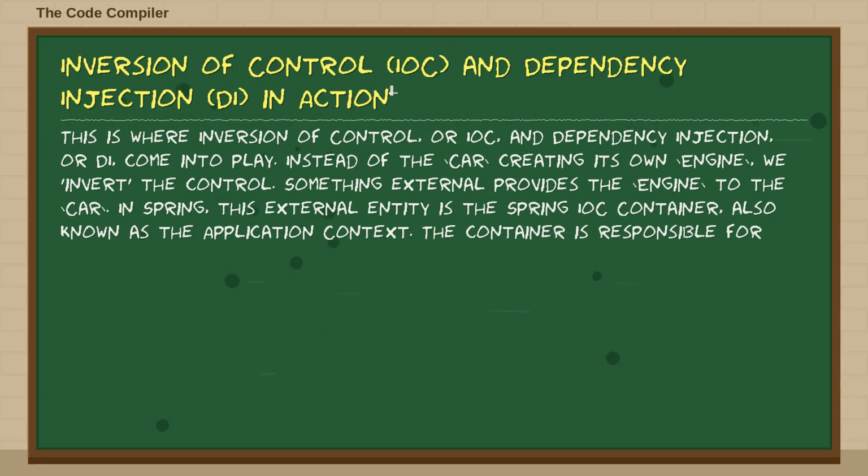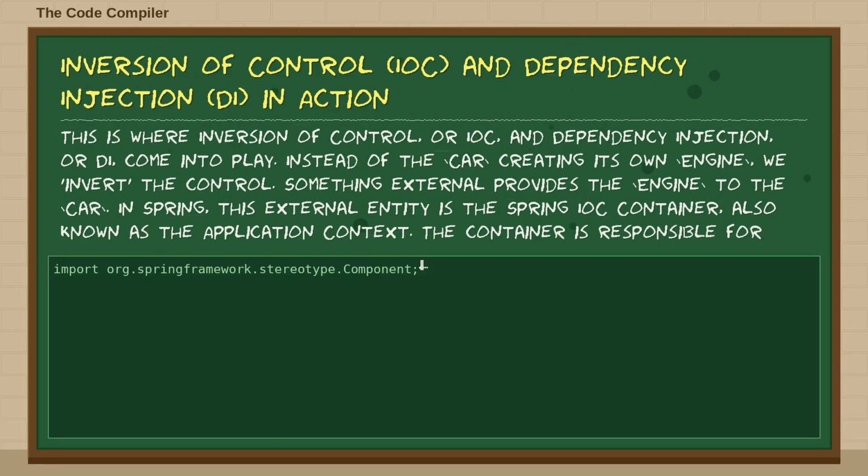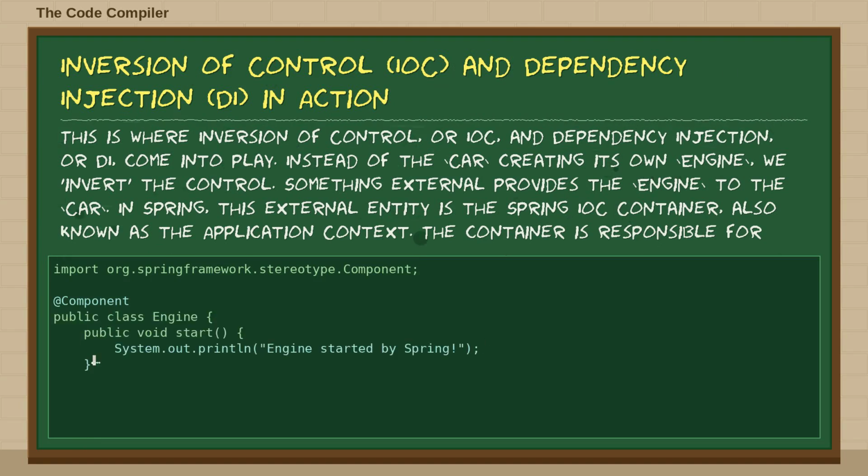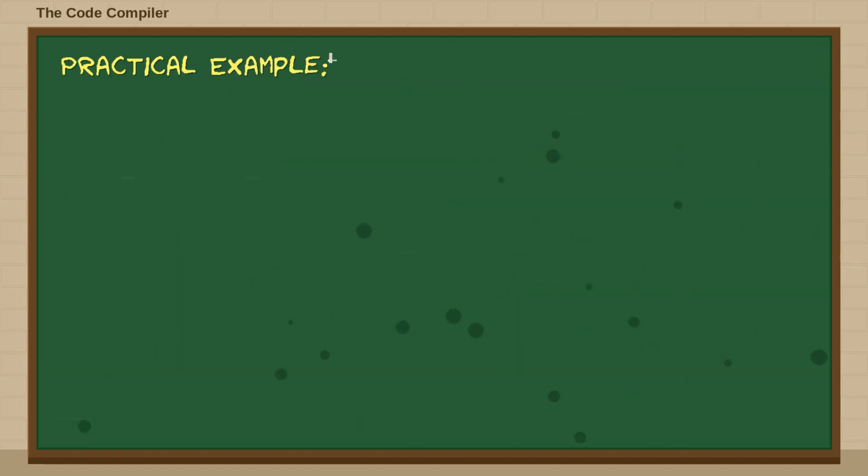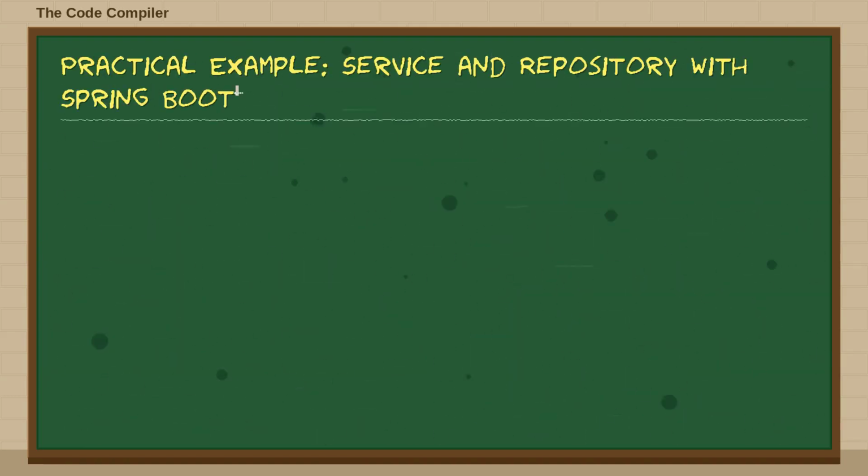Dependency injection is the pattern that implements inversion of control. Instead of the car pulling its dependencies, the dependencies are pushed into the car by the container. The most common and recommended way to do this in Spring is through constructor injection, where dependencies are passed as arguments to the class's constructor. Let us look at a practical example to solidify our understanding.